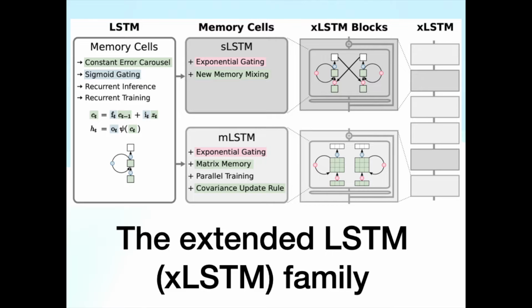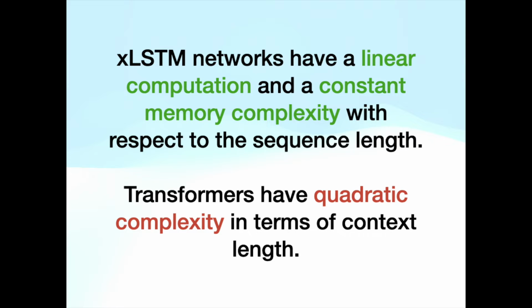The figure shows the extended LSTM, xLSTM, family. The main contributions are exponential gating, new memory mixing, matrix memory, and parallelizable. xLSTM networks have a linear computation and a constant memory complexity with respect to the sequence length. Transformers have quadratic complexity in terms of context length.